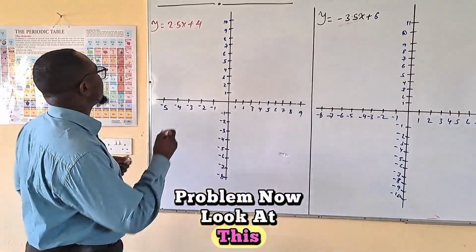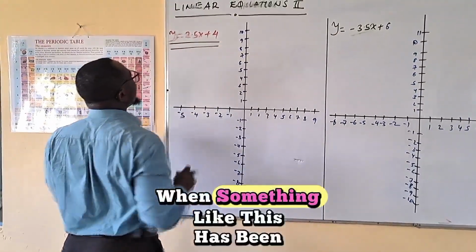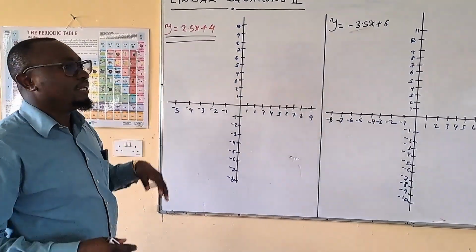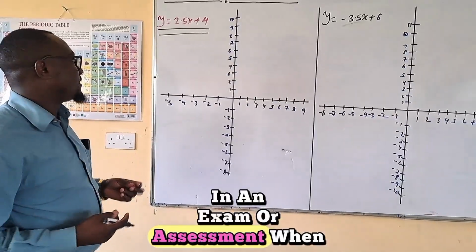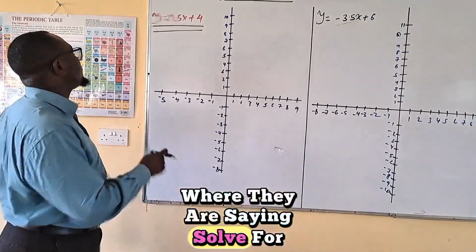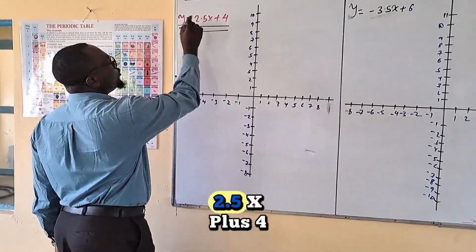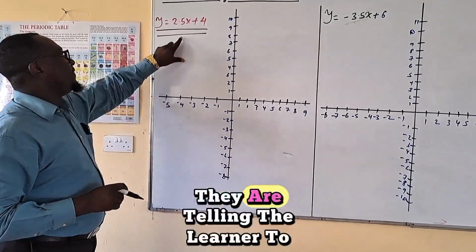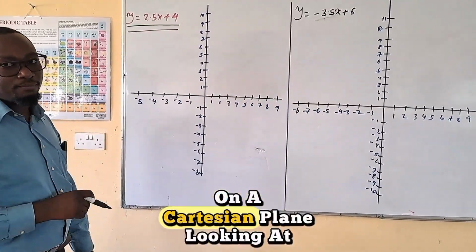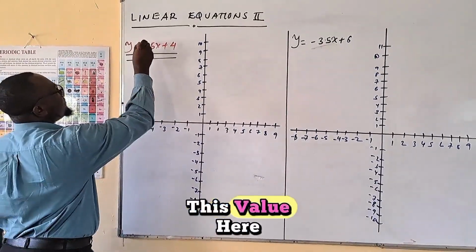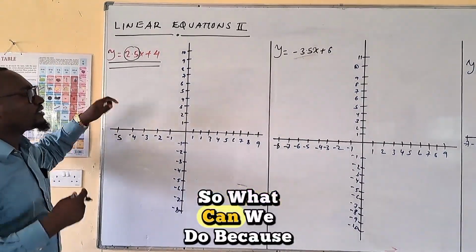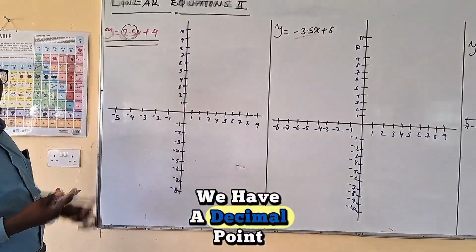Now look at this. When something like this has been given, maybe in an exam or assessment, where they say solve for the value of y is equal to 2.5x plus 4, they are telling the learner to draw this particular linear equation on a Cartesian plane. Looking at this value here, it is 2.5. So what can we do? Because we have a decimal point.